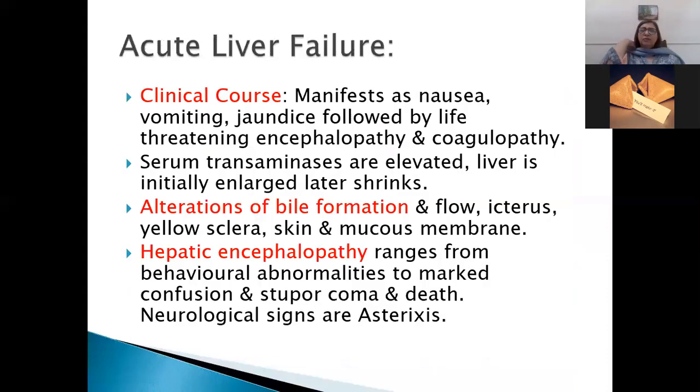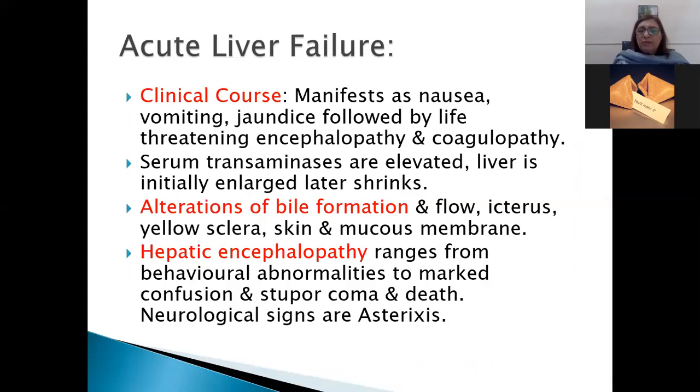So in the clinical features of acute liver failure, the patient is going to have nausea, vomiting, jaundice, followed by life-threatening encephalopathy and coagulopathy. Nausea, vomiting, and jaundice are mostly seen in cases of hepatitis as well, but in that case, encephalopathy and coagulopathy do not develop. But in case of acute liver failure, encephalopathy and coagulopathy develop. Serum transaminases are elevated. The liver is initially enlarged, but later it shrinks in size.